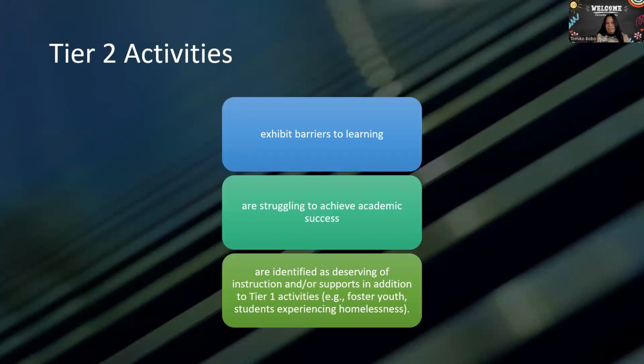Academic success applies to my grades failing because perhaps most of the time I am out of the classroom working on these other skills and I'm not successful with them, and I spend more time outside of the classroom. And are they identified as deserving of instruction or support in addition to the Tier 1 activities? Okay, so do they need more support? And this is where you would contact the parent and say, I've done whole group lessons and a few students are still struggling, so I would like to include them in this small group activity.